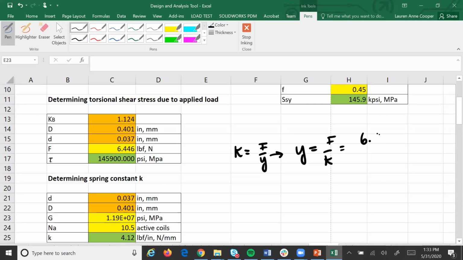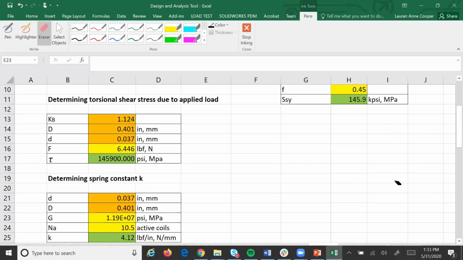So 6.446 pounds divided by our spring constant, 4.12 pound force inches. The inches will pop up on top. 1.565 inches. So that's the deflection that would be caused by the 6.446 pounds.